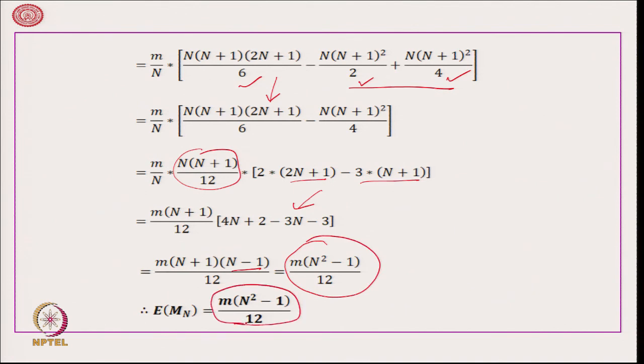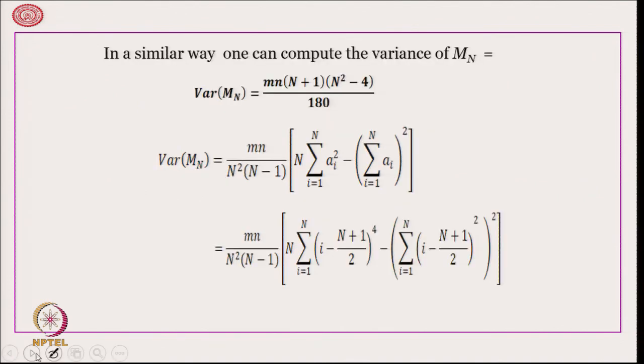In a similar way, one can compute the variance of M_n as m n into (n plus 1) into (n square minus 4) by 180. One has to go and expand it in this way by putting the value of a_i, but as you can understand, it is very laborious arithmetic. I am leaving it as an exercise for you. You please try and check that you can actually arrive at this value for the variance.